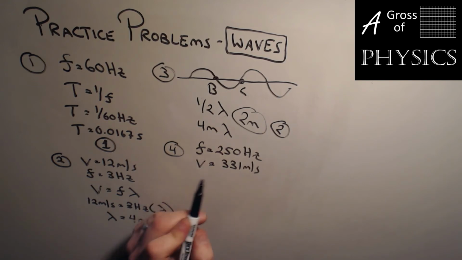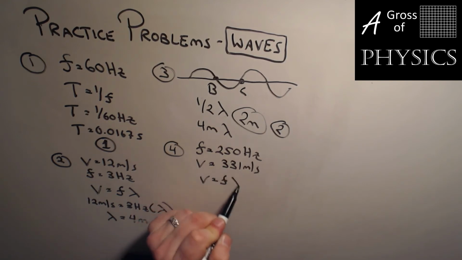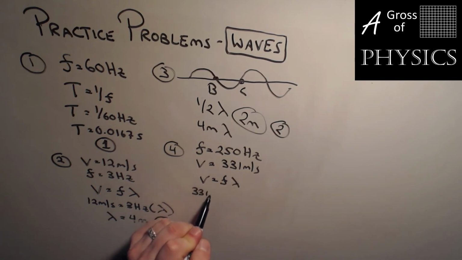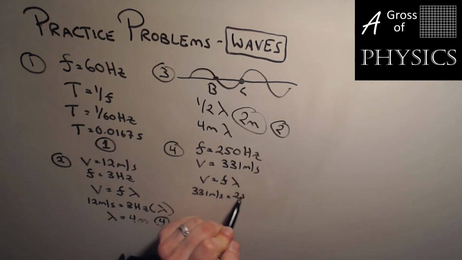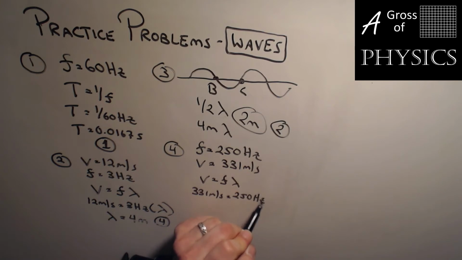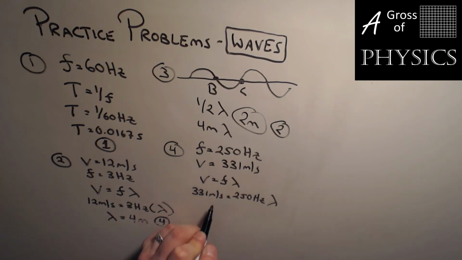We want to know the wavelength, so v equals f lambda. 331 equals 250 times wavelength, and the wavelength will be 331 divided by 250, and we should get 1.324 meters. And that's going to be choice 2.